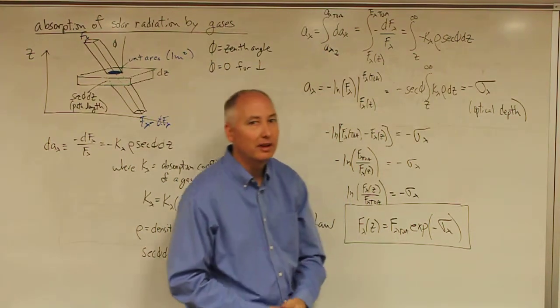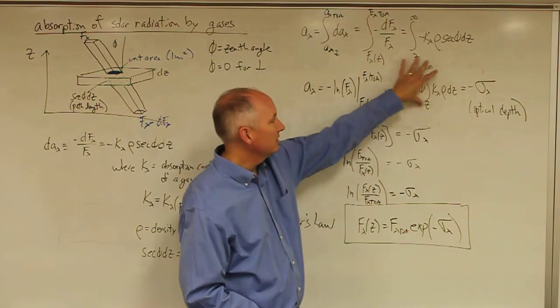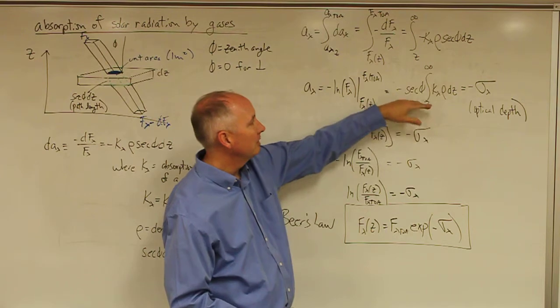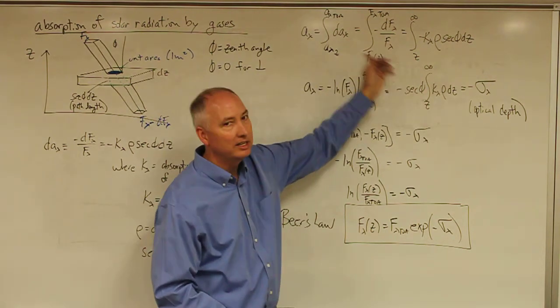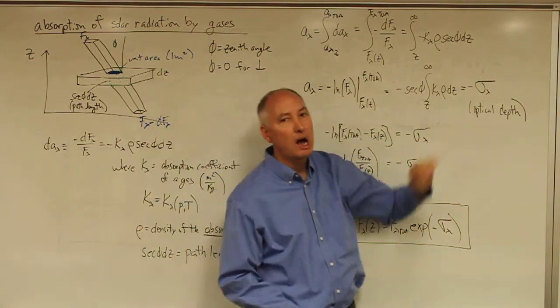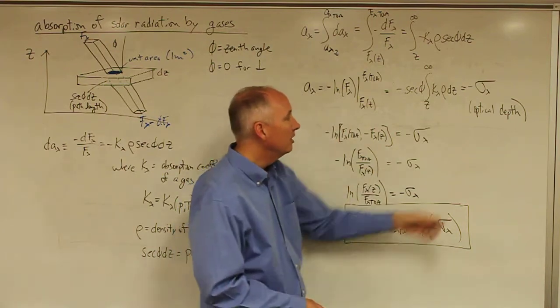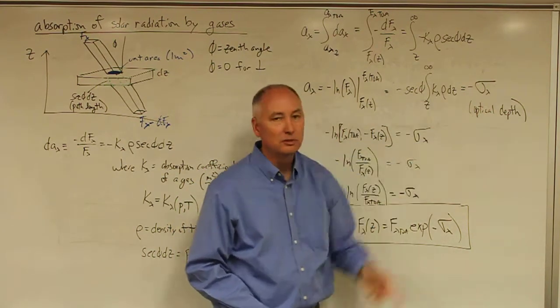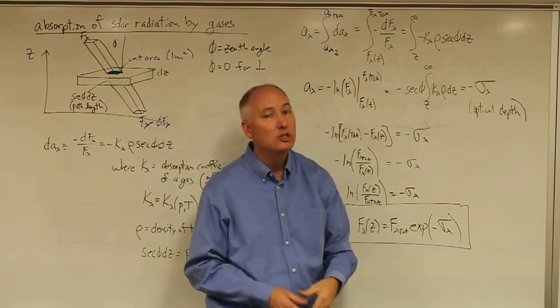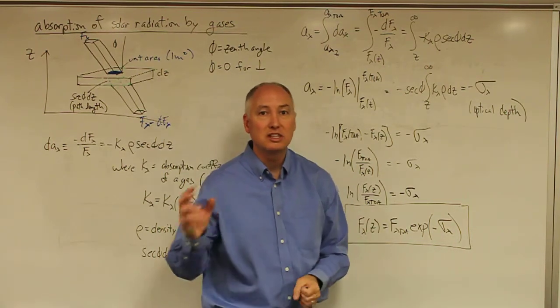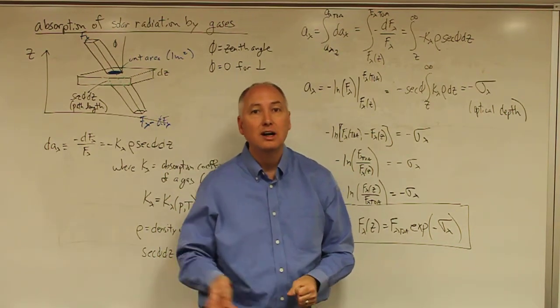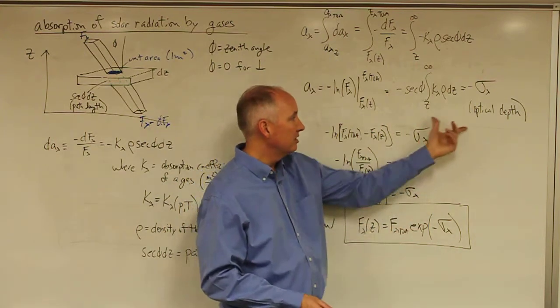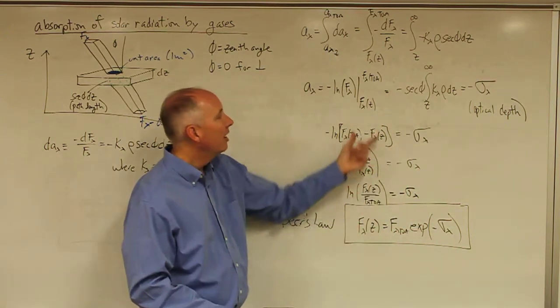And we're going to simplify our life a little bit and take this entire quantity that's integrated from the top of the atmosphere, infinitely high, down to some height, as the optical depth of the atmosphere, and we're going to use the symbol sigma, which is not to be confused with the sigma which is used in the Stefan-Boltzmann law. That's a constant. This is the optical depth of the atmosphere.